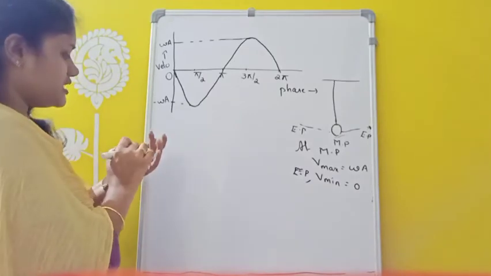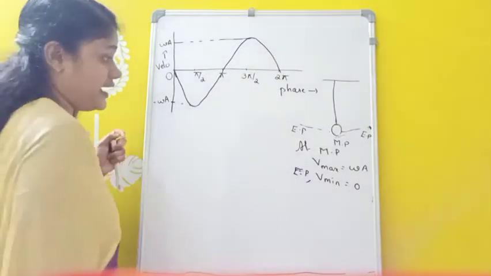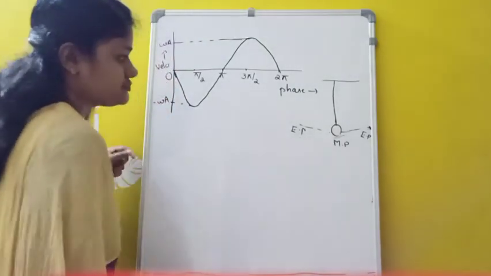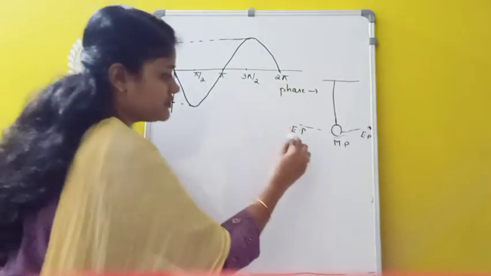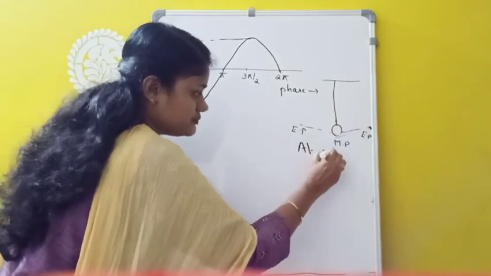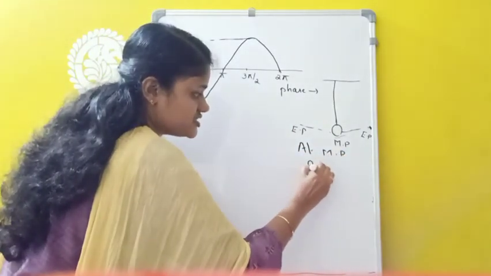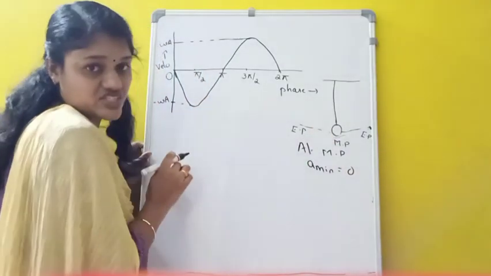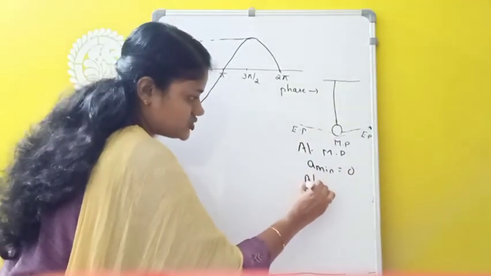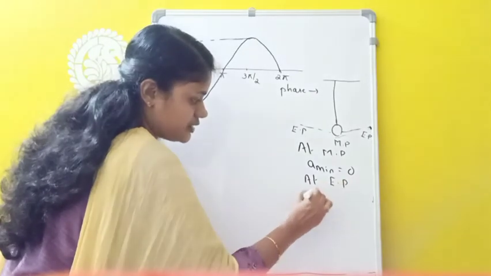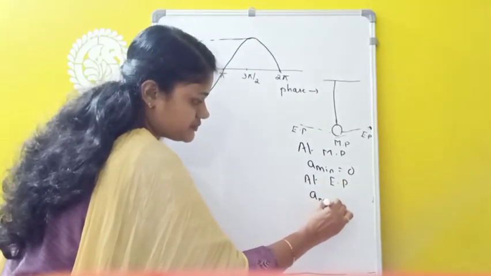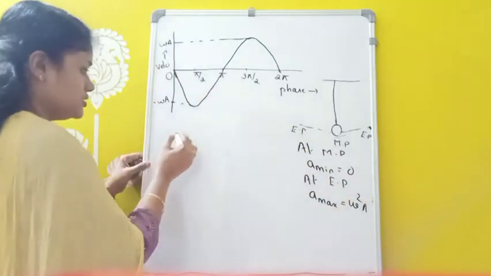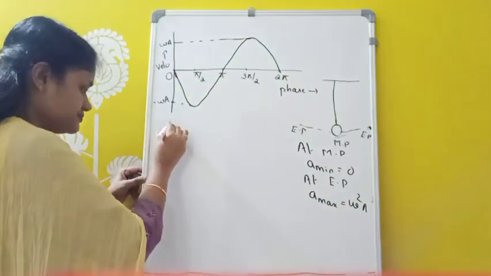Okay. Now similarly we have to draw for which one? Acceleration. So for acceleration, at the mean position acceleration is minimum, that means 0. So at the mean position acceleration is 0, and at the extreme position acceleration is maximum and its value is omega square into A. So I am drawing the graph here.